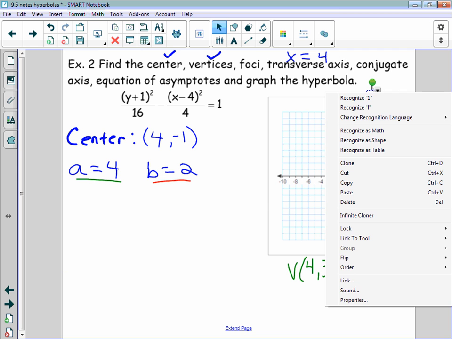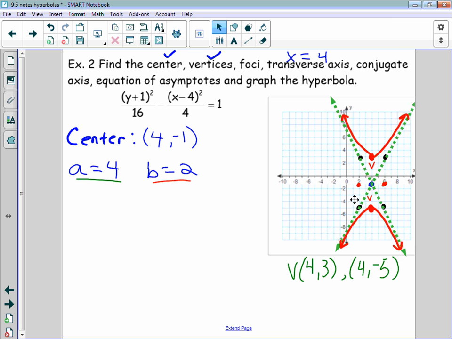Now, the conjugate axis goes through the center and those endpoints of the conjugate axis. That's a horizontal line. That horizontal line is going to be y equals, and it'll be y equals -1. Okay? So we're good there.